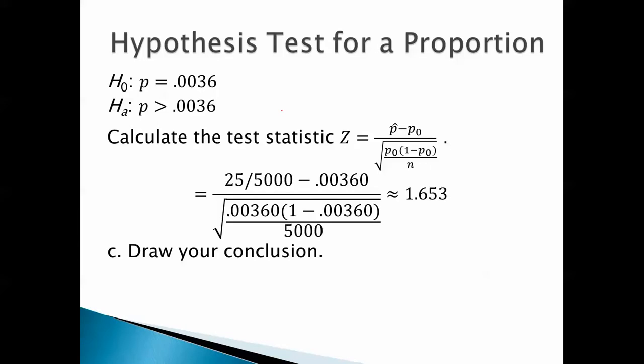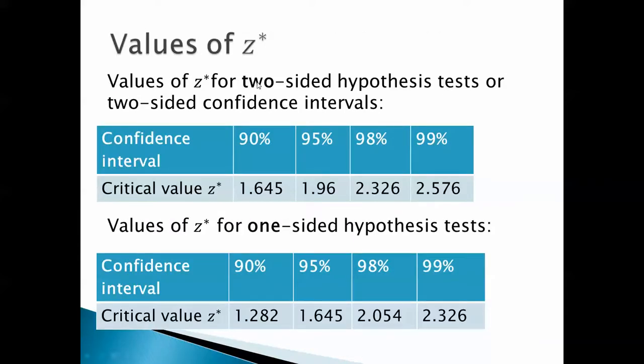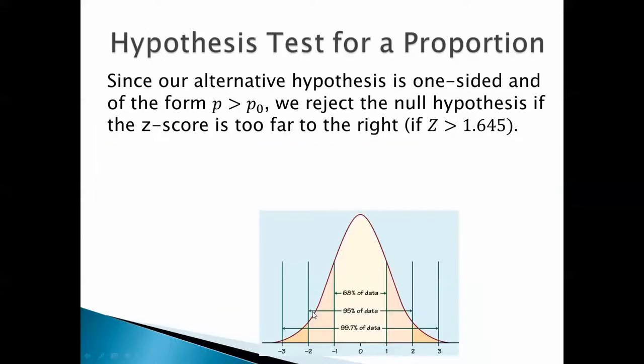So draw your conclusion. Well, in this case, our alternative hypothesis is of this form. P is greater than P sub 0. The rejection region will be of the form Z is greater than Z star. Oh, but what is Z star? Well, since we're dealing with a one-sided hypothesis test, this is the chart we want to use for 95% confidence intervals or 95% confidence levels. Z star is going to be 1.645.